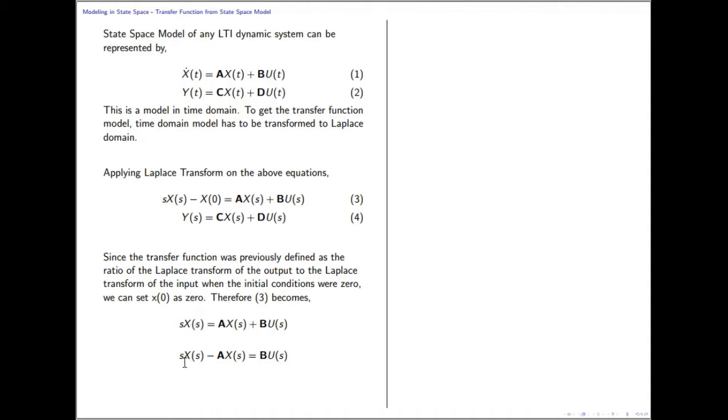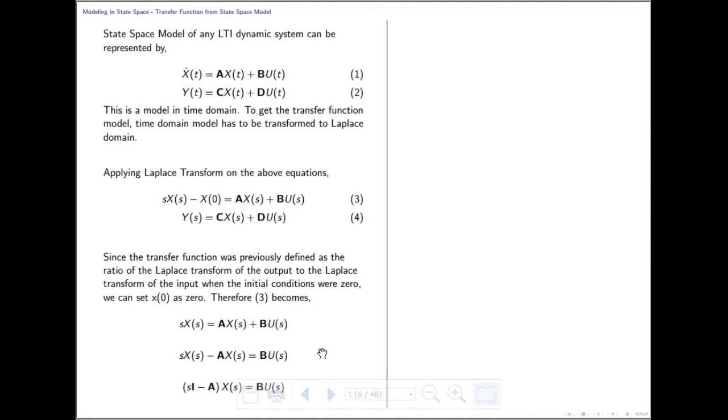So now X of s is common, so I can take it out. If I take X of s outside, this is what I get: (sI minus A) into X of s is equal to B U of s. So when I introduce this, I is nothing but an identity matrix. Some of you may get confused about how I got this I.